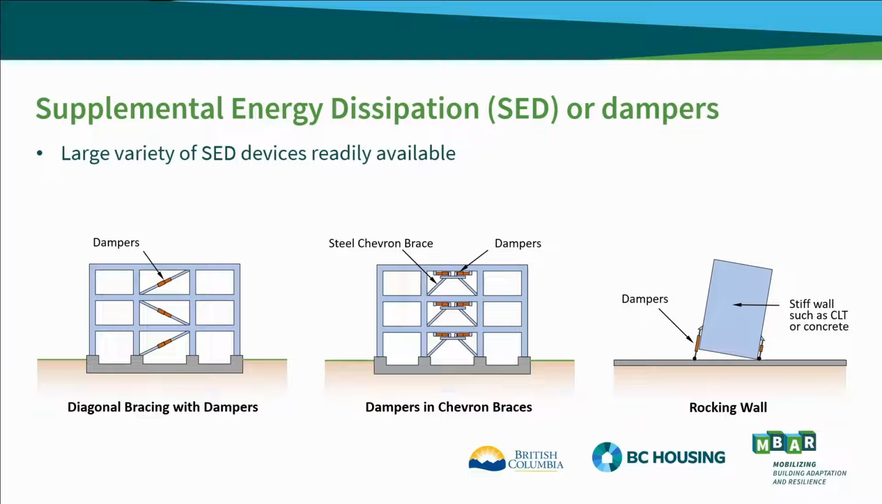A common system is rocking walls, the use of CLT, cross-laminated timber, or concrete, and as these walls rock, the dampers on each edge are extended and then contract, and again, the earthquake's energy is dissipated in the dampers at each edge of rocking walls.